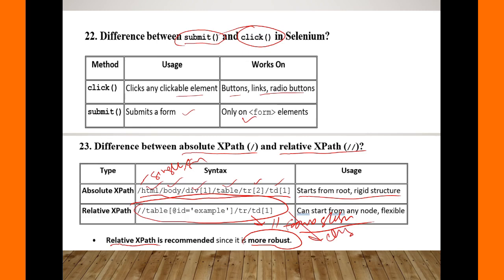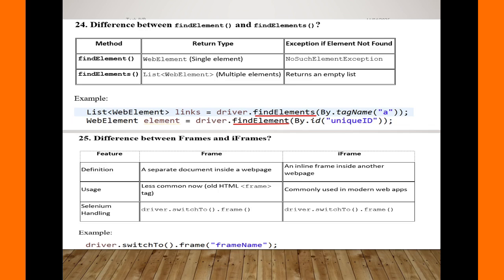Okay, the next question is the difference between findElement and findElements. Guys, we have already discussed findElement and findElements. These are written in which interface? In the SearchContext interface. For findElement, it returns a single element, and the exception is NoSuchElementException.